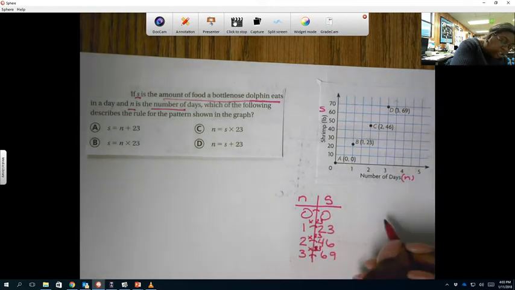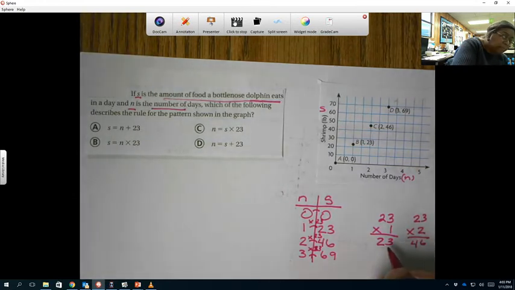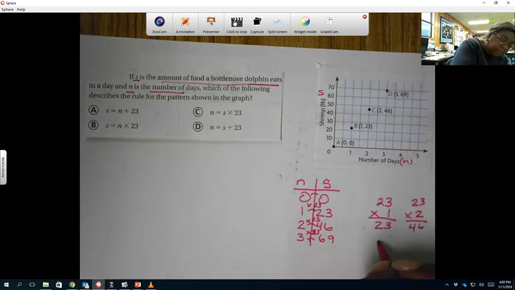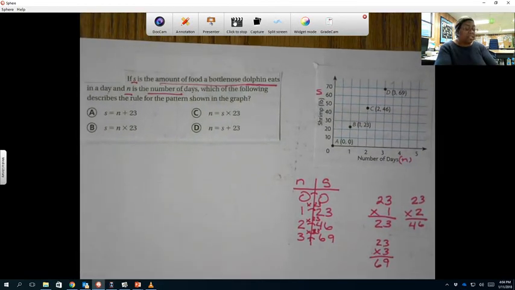And if you're not sure, you could just come out to the side and check your answer. And it shows that I am. So this is a multiplicative pattern.